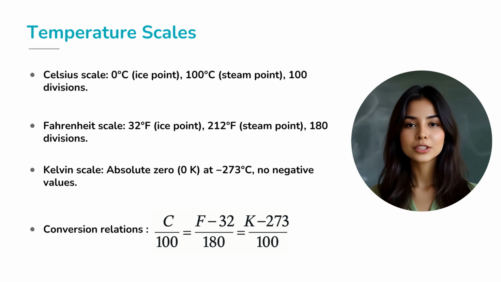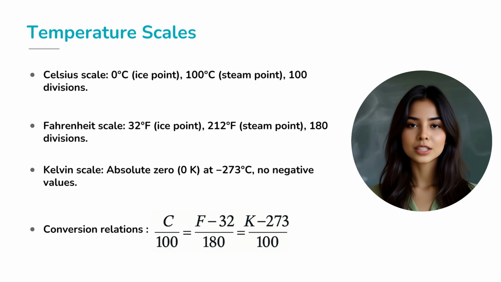Different regions and sciences use different temperature scales. On the Celsius scale, we mark 0 at the melting point of ice and 100 at the boiling point of water. The Fahrenheit scale, commonly used in the United States, sets ice at 32 degrees and steam at 212 degrees. But for physics, the most fundamental is the Kelvin scale. It starts at absolute zero, that is minus 273 degrees Celsius, where molecular motion theoretically stops. And there are no negative temperatures on this scale.